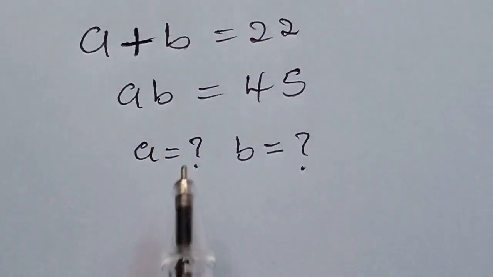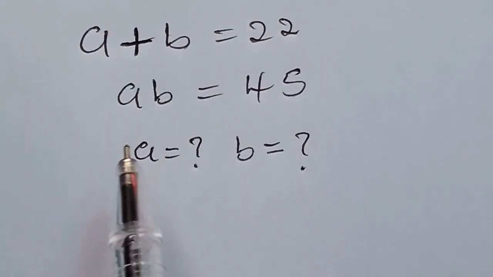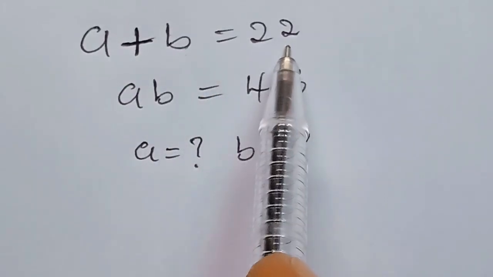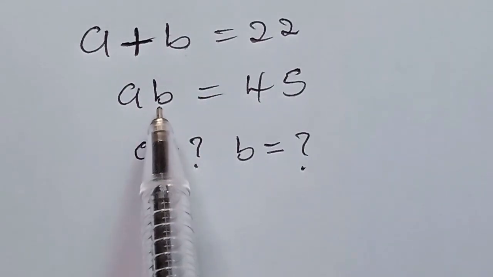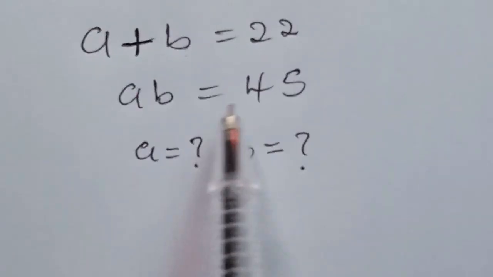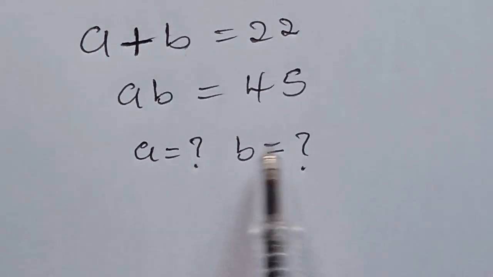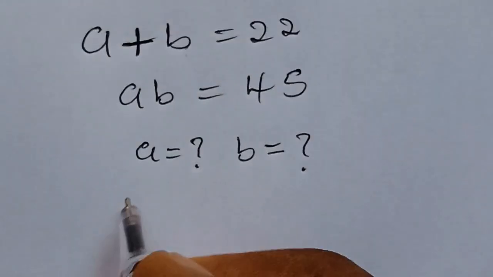Hi everyone, in today's lesson we want to solve this expression: a plus b equal to 22 and a multiplied by b equals to 45. What is the value of a and what is the value of b? Solution.